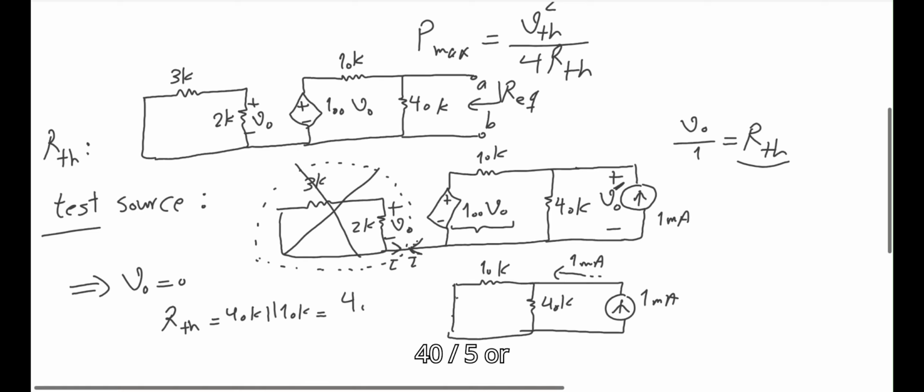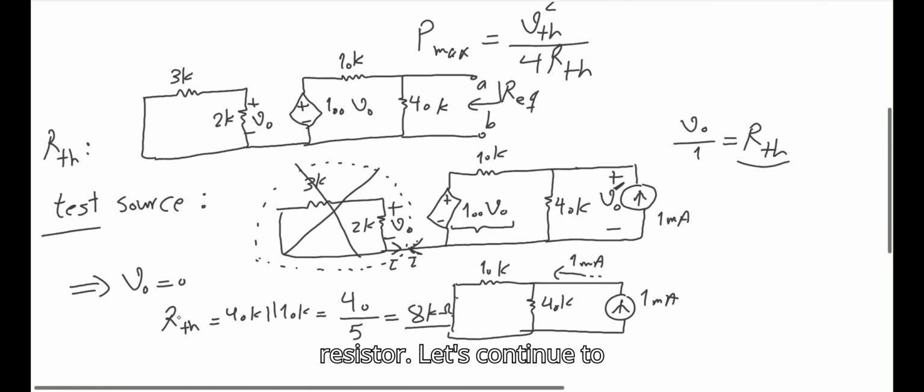That becomes 40 over 5, or 8 kilo ohms. So 8 kilo ohms is my Thevenin resistor. Let's continue to find the Thevenin voltage.